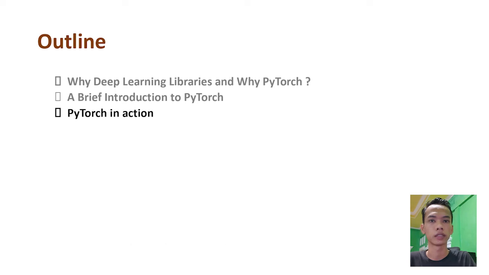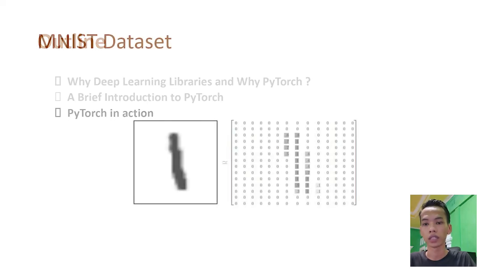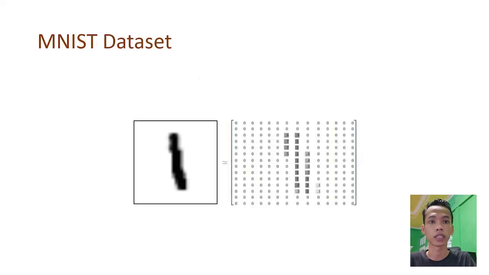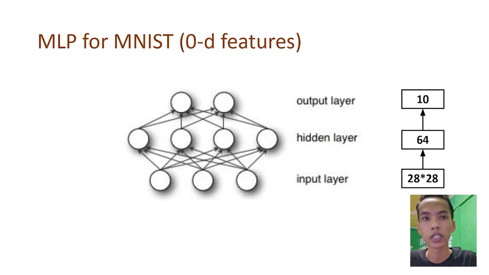PyTorch in action. In this section, we will try to implement some models to tackle the MNIST dataset using 3 different models with the PyTorch library. And this is how the dataset looks in image form and the matrix representation. The first model that we will define is a multilayer perceptron that has 28 times 28 input features followed by 64 hidden layer and 10 outputs at the end.